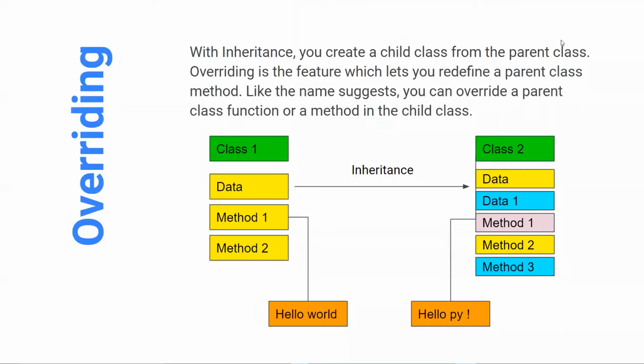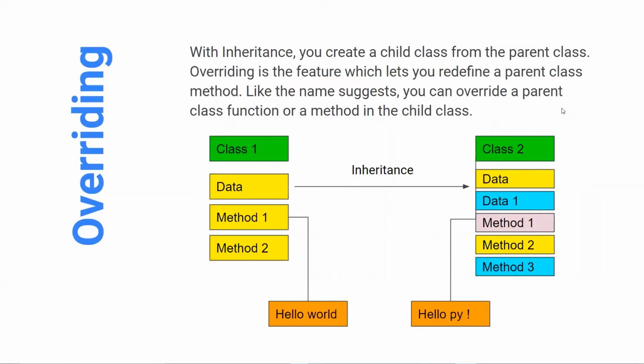So guys, here we have overriding. So what is overriding? With inheritance you can create a child class from the parent class. Overriding is a feature which lets you redefine a parent class method. Like the name suggests, you can override a parent class function or method in the child class. Here we have the flowchart of overriding.